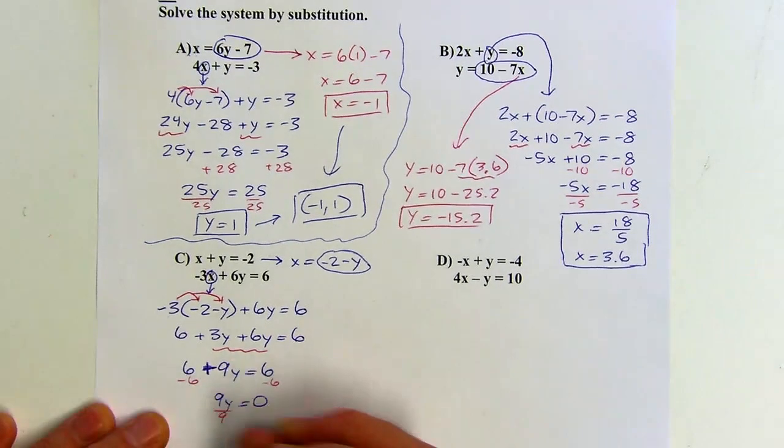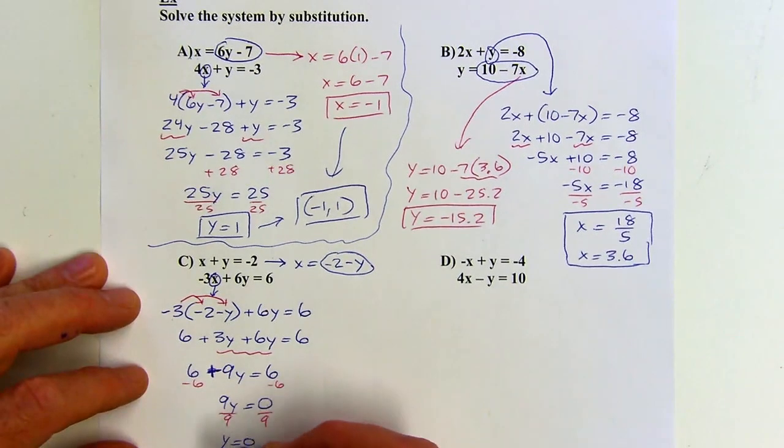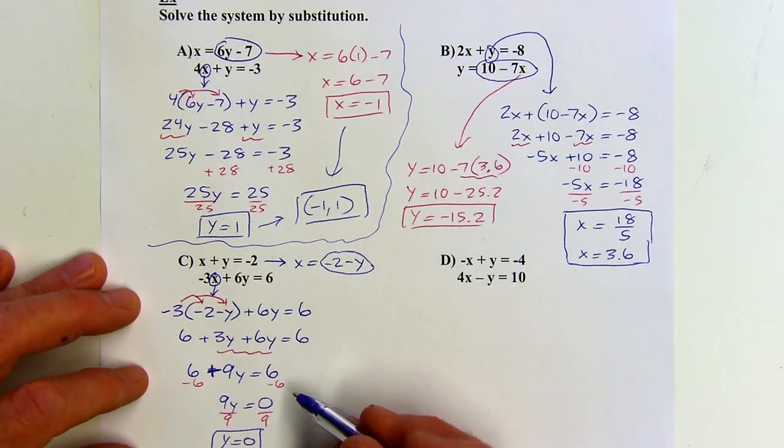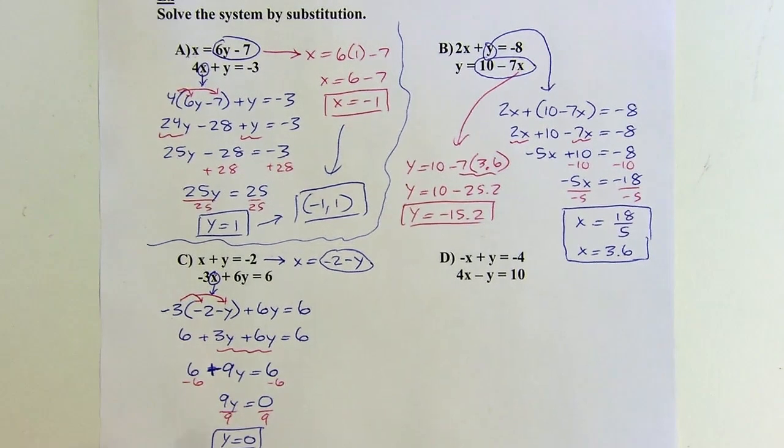It seems a little weird, but 0 divided by 9 equals 0, right? 9 times something equals 0. That something has to be 0 itself. Okay, so it's okay to have 0 in the numerator of a fraction, just not in the denominator. All right, so there's my y coordinate.